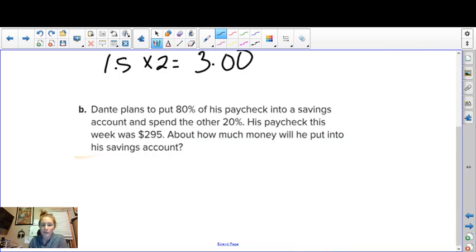All right, part B. Dante plans to put 80% of his paychecks into his savings account and spend the other 20%, which is totally unrealistic, but okay. His paycheck this week was $295, but how much money will he put into his savings account? Only reason I could see this being realistic is if they maybe were a teenager. Even then, I don't think they'd make that much. But besides the point, I very much disagree with this question.